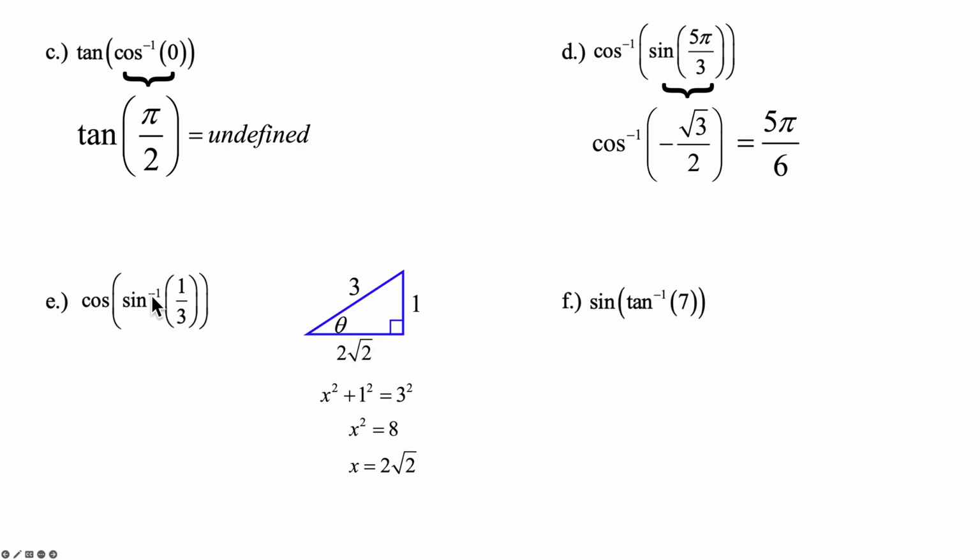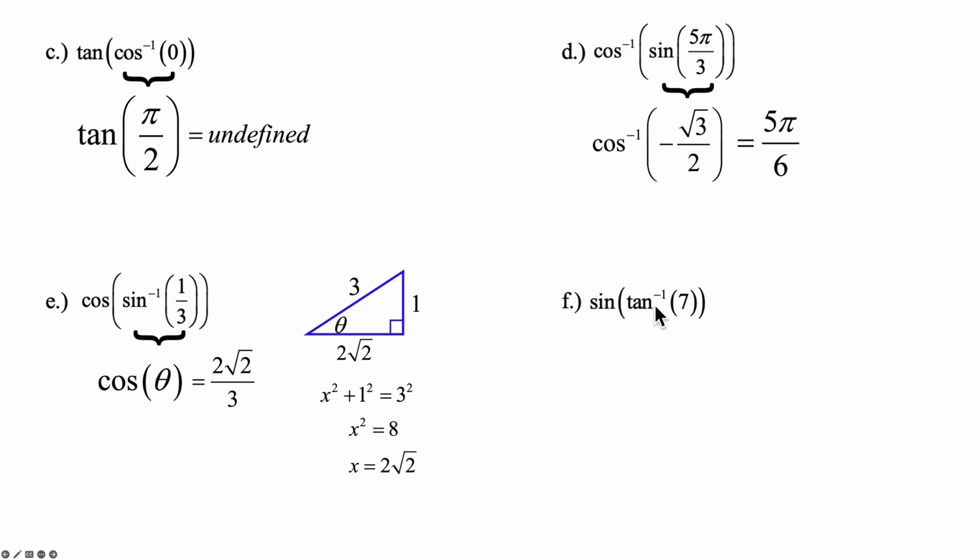So now, inverse sine of 1/3 generates a theta reference right triangle. There it is. Using that theta as your reference angle to find cosine, that would be adjacent to hypotenuse, square root of 2 over 3. There's my answer.